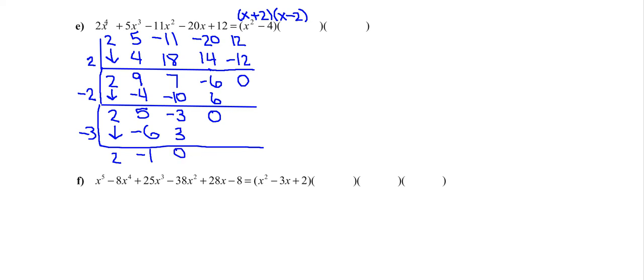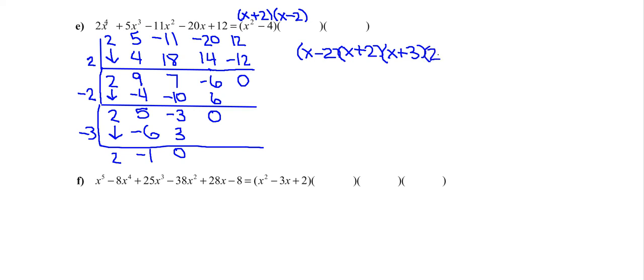So then now we can rewrite this with all the factors. So we know that x minus 2 is a factor from this. So x minus 2. We know that x plus 2 is a factor, so x plus 2. We know that x plus 3 is a factor because we used negative 3, so x plus 3. And then what we're left with is 2x minus 1.